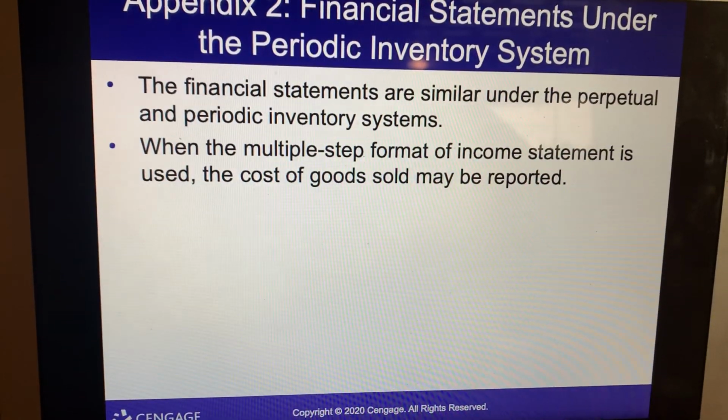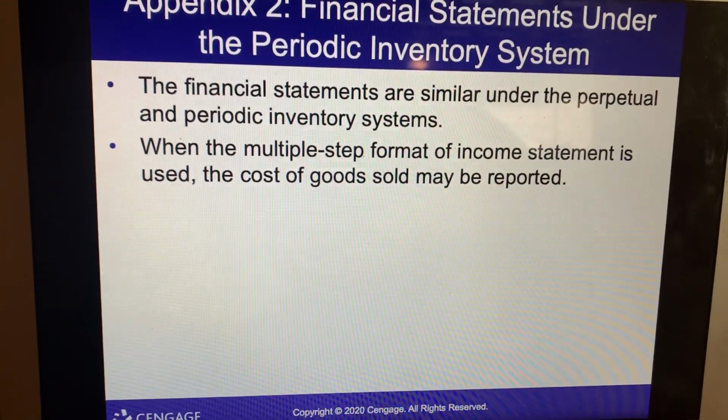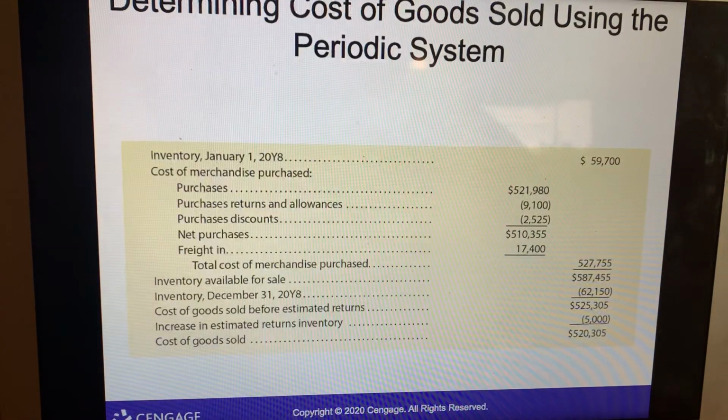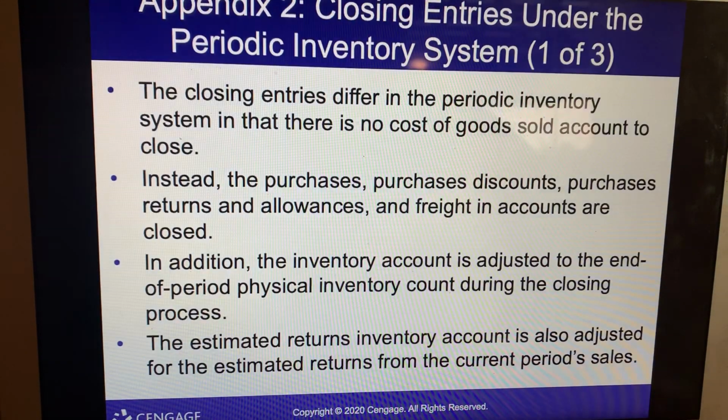Okay, financial statements are similar under each system. When the multiple step format of income statement is used, the cost of goods sold may be reported. So here's an example. Periodic. And closing entries differ with the periodic system. There is no cost of goods sold account. Instead of purchase discounts, and those transactions are closed. In addition, inventory count is adjusted to the end of period physical inventory count during the closing process.